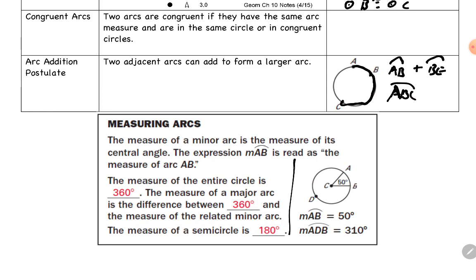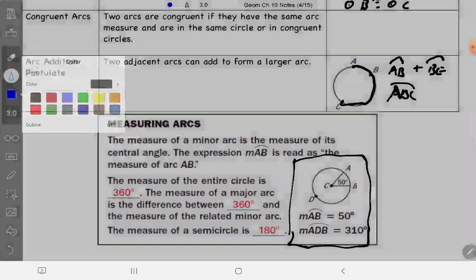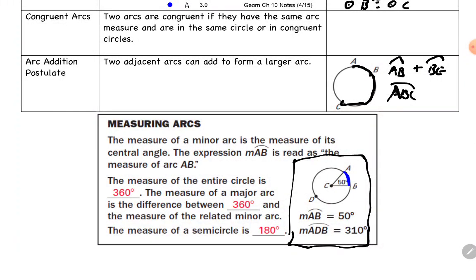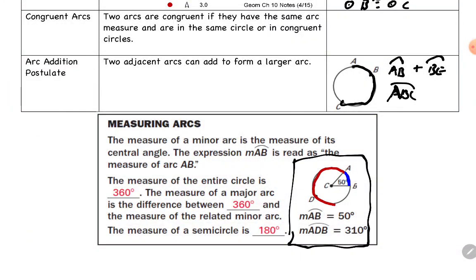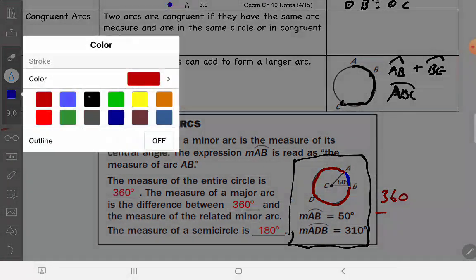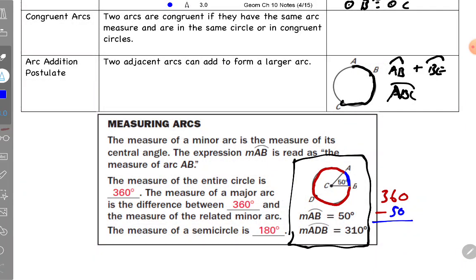And we have this little example here. So they tell us that the minor arc is 50 degrees. That would also tell us the central angle is also 50 degrees. To find the other part of the circle, so once again the minor arc is in blue and that's 50 degrees. To find the red, which would be arc ADB, going in that direction, we would do 360 minus our blue to get the 310 that they have there.